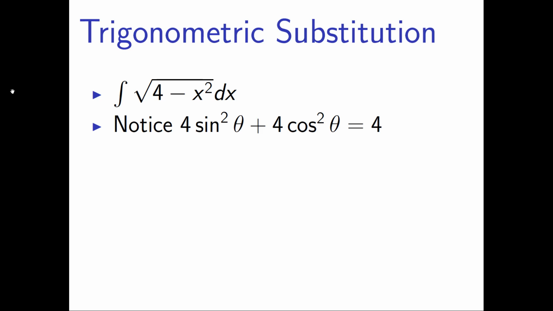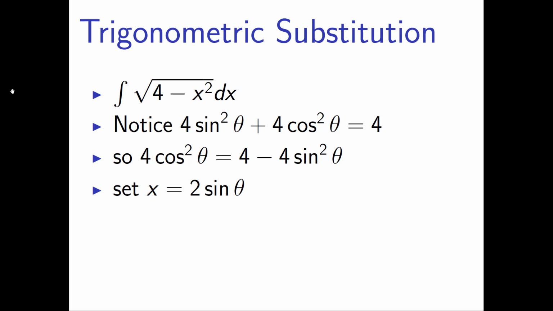And first of all, we'll notice this. So hopefully you're familiar with the trig identity sine squared plus cosine squared equals 1. So we multiply by 4, this still holds true. And we can rearrange this slightly, so we subtract the 4 sine squared to the right hand side, and we have an identity there. And the substitution we're going to use is going to be x equals 2 sine theta.